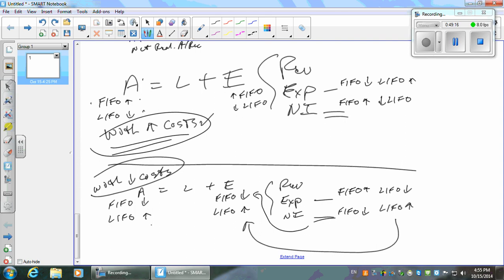And then FIFO provides higher net income when? FIFO gives me higher net income when what? Costs are going up, right? Costs are rising. LIFO produces lower inventory than FIFO. LIFO will give me less inventory than FIFO when what? Costs are rising. FIFO provides lower inventory than LIFO when costs are going down. Okay? And LIFO provides higher net income than FIFO. It's got to be the other one, right? LIFO provides higher net income than FIFO when costs are also going down.